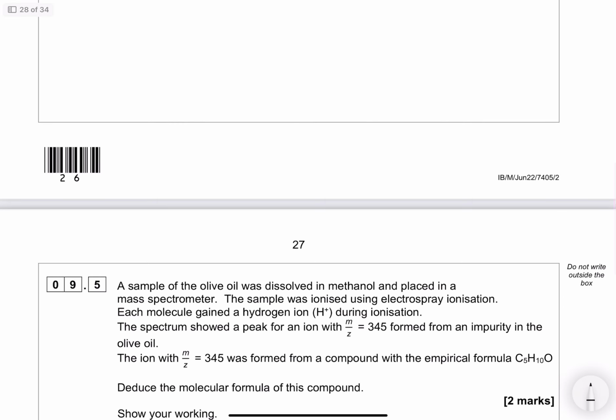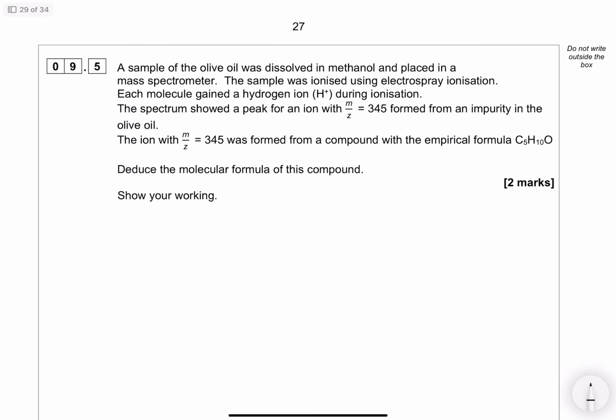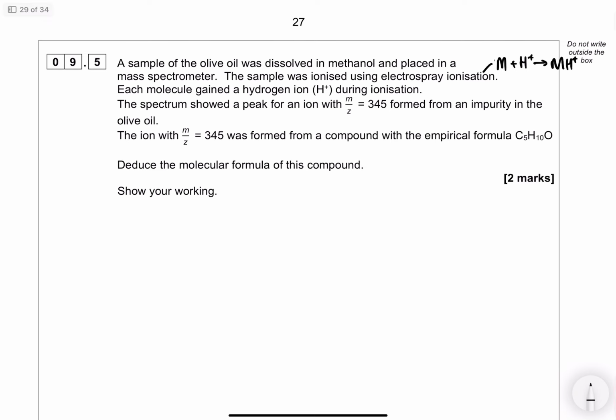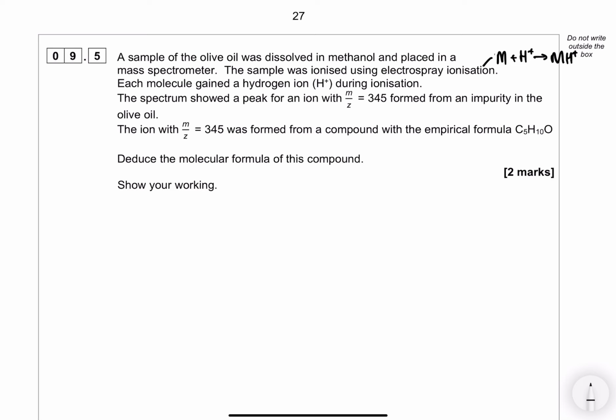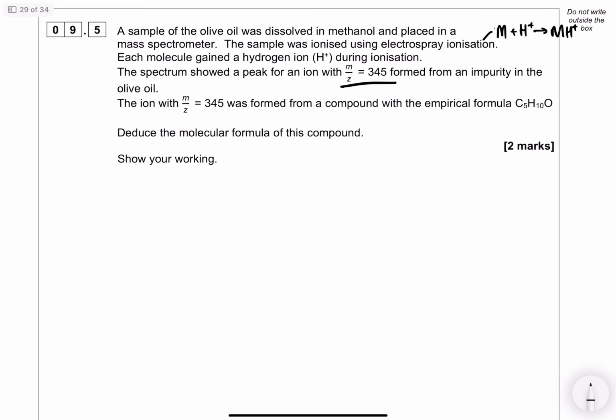And the question continues. A sample of the olive oil was dissolved in methanol and placed in a mass spectrometer. It was ionized using electrospray, that is where our oil, we just call it M, picks up a proton, becomes MH+. The spectrum showed a peak at 345 from an impurity in the olive oil. The ion with m/z 345 was formed from a compound with empirical formula C5H10O. Deduce the molecular formula of this compound.